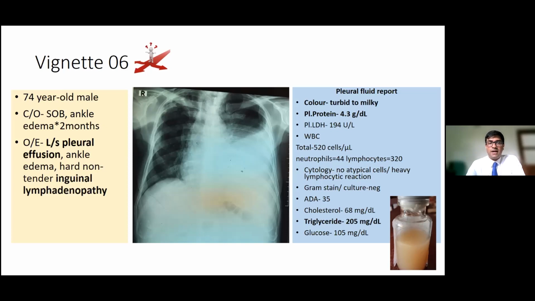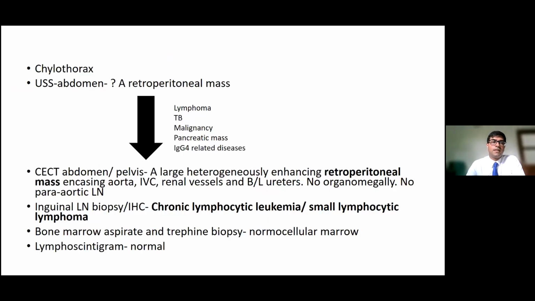That is 205. That means this is a chylothorax. So we proceeded with the ultrasound scan of the abdomen, and there is a query of a retroperitoneal mass where multiple differentials were entertained. And CT abdomen pelvis confirmed that there is a retroperitoneal mass encasing the aorta and other great vessels. However, there was no paraaortic lymphadenopathy.